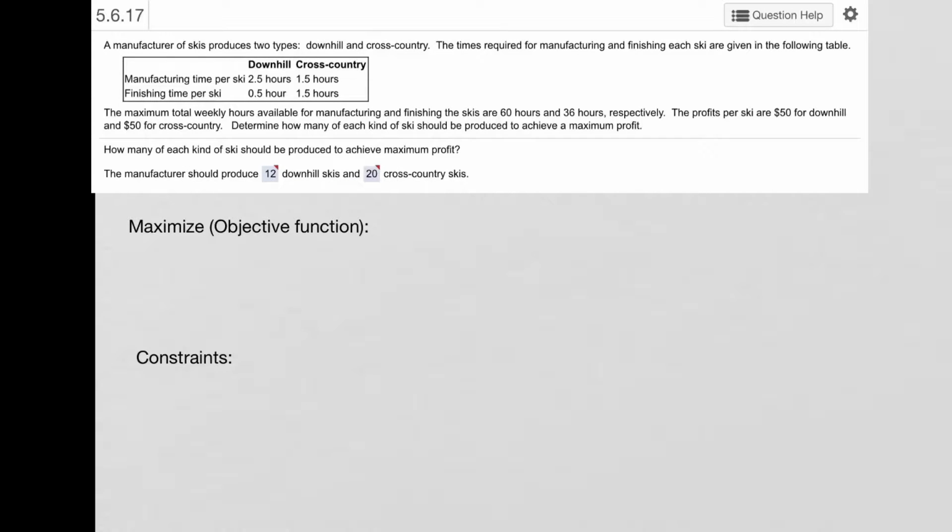For this problem, we want to determine how many of each kind of two different kinds of skis that we need to produce in order to achieve a maximum profit. And to do this, we're going to use a technique called linear programming. We're going to use graphing in order to solve the problem.